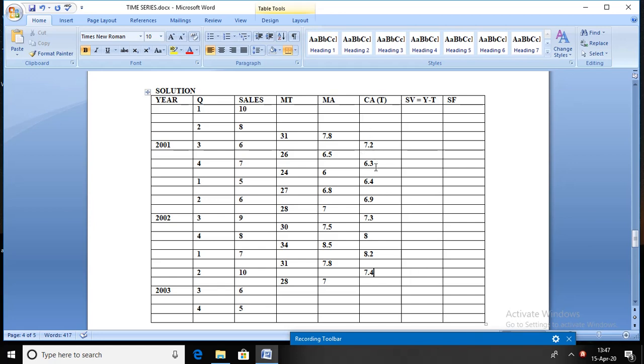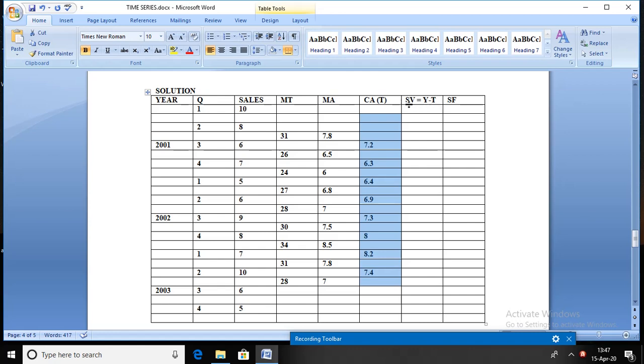So those are the centered moving averages, and you notice that the averages are now lining up with the quarters of the year. For example, for quarter 3, that's the average we have. For quarter 4, that's an average we have. So we will call these averages the trend values. So next, calculate the seasonal values.